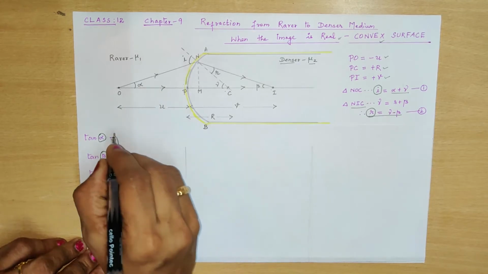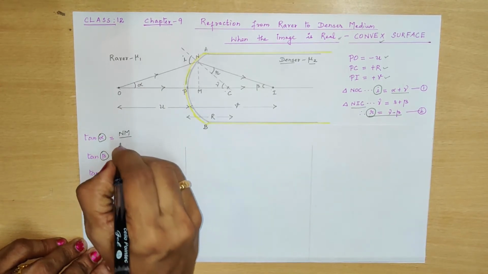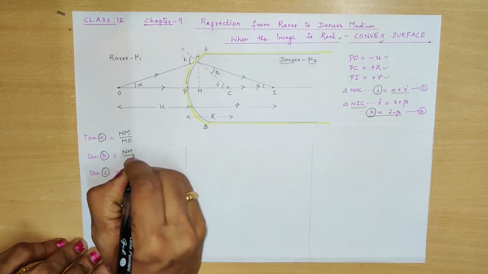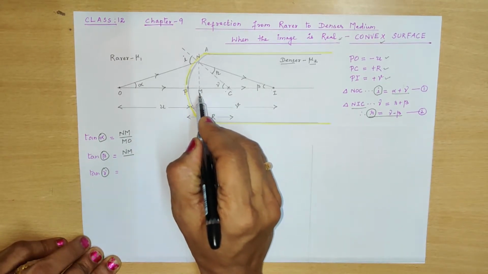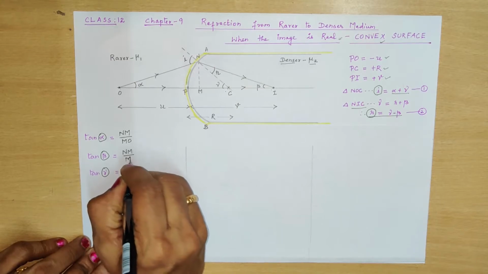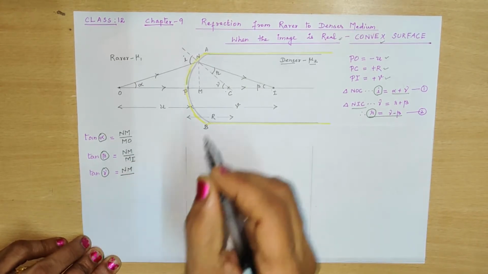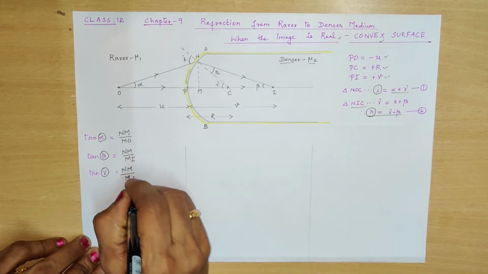Now let us write all these values from the diagram. Tan alpha is written as NM upon MO. Similarly, we write for tan beta, that is NM upon MI, the image distance in the denominator. Similarly, we write for tan gamma, with respect to C, and MC should be in the denominator.